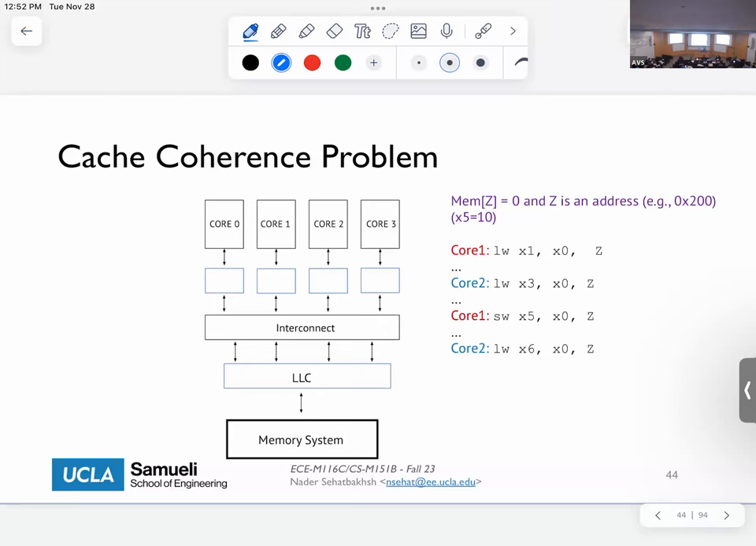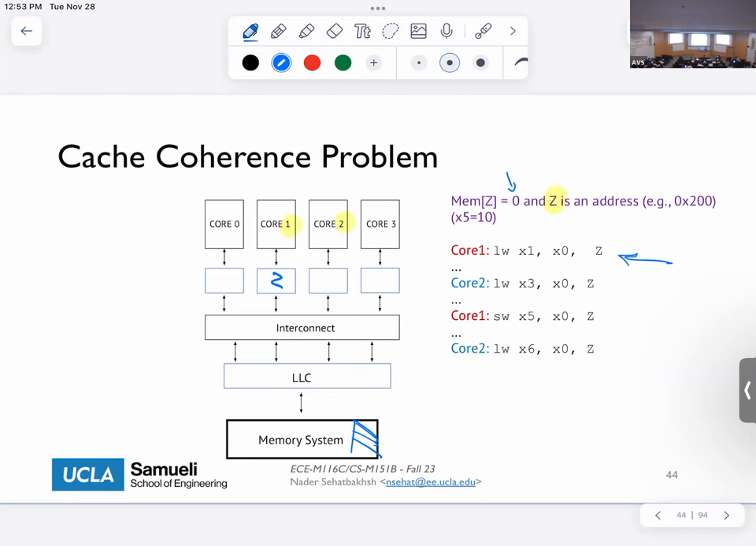Let's say there is this line Z that is shared between these two cores, core number one and core number two. Initially, Z is equal to zero and it's saved here inside my main memory. Let's say the first time, core number one decides to read this Z and save it into some register. Since we are loading this Z, we're going to put it in my L1 cache.